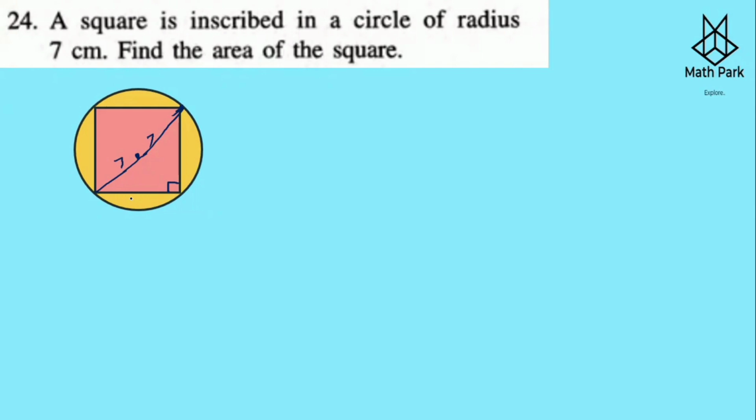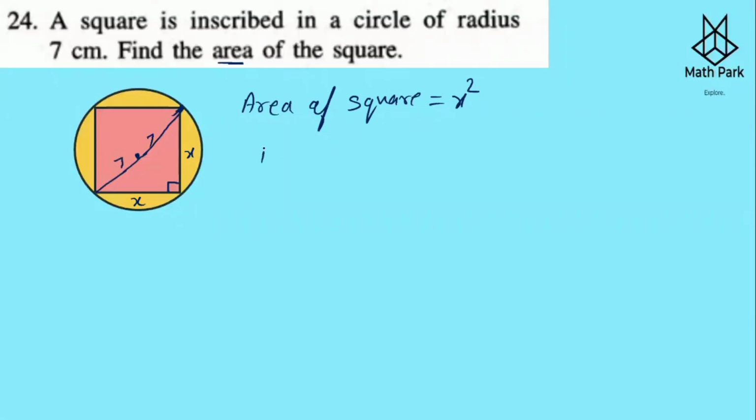Now let us find the side of the square. Let us take the side of the square as x and x. You are asked to find the area of the square. Did you understand how the diameter is 14? To find the area, the area of a square is the side squared. So area of square is equal to x square. And how do we get x square?